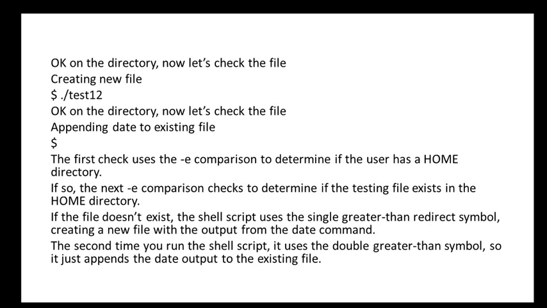The first check uses the comparison to determine if the user has a home directory. If so, the next comparison checks to determine if the test file exists in the home directory. If the file does not exist, the shell script uses the single greater than redirect symbol, creating a new file with output from the date command. The second time you run the shell script, it uses the double greater than symbol, so it just appends the date output to the existing file.